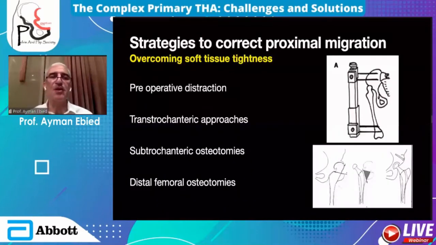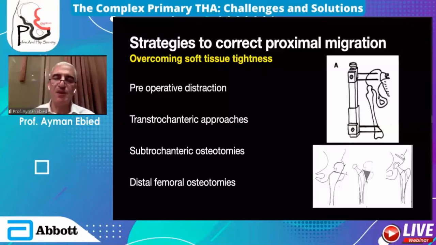There are different strategies, obviously, to correct the proximal migration of the femur. One of the strategies is to perform preoperative traction. Another strategy is to perform the transtrochanteric approach. The transtrochanteric approach allows you to have the abductor mechanism detached from the femur and gives you an excellent approach to the femoral and the acetabular side. And if a femoral shortening is going to be performed, it can be performed at the level of the lesser trochanter or the trochanteric area, rather than going into a subtrochanteric area.